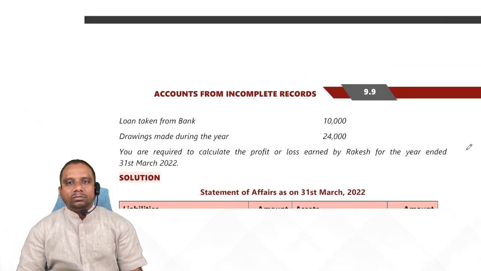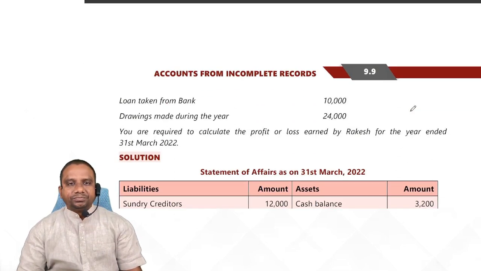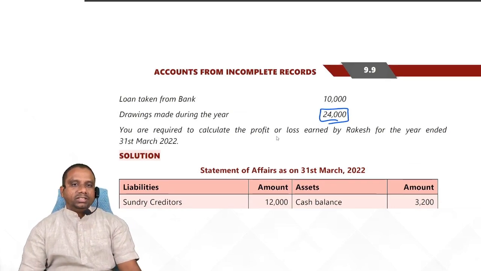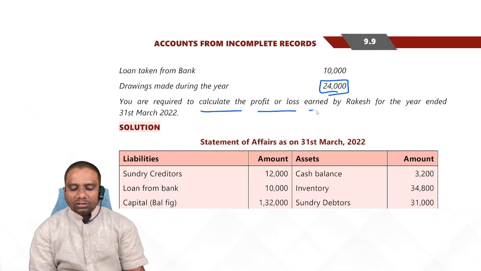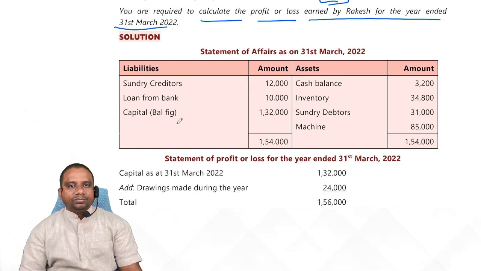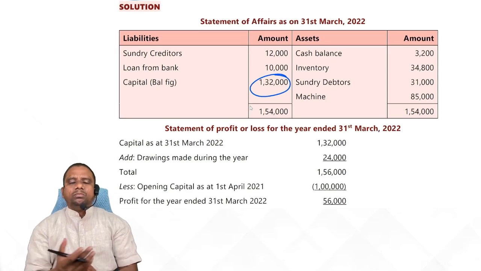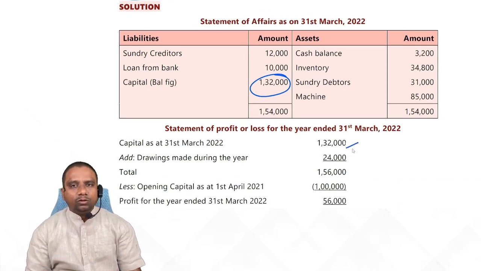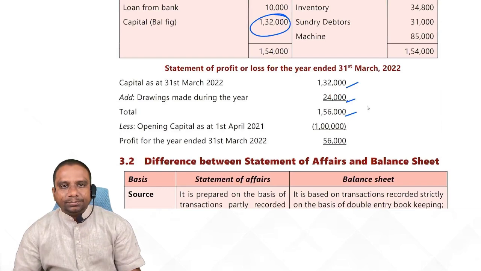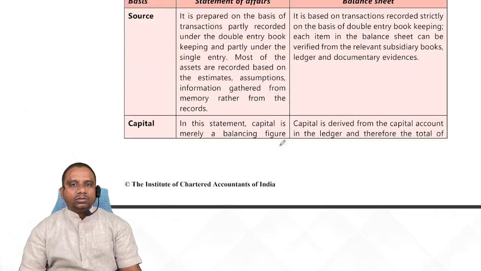And loan taken from bank. Here we have more liabilities, 10,000 loan taken from bank. Drawings made during the year, this we take under profit calculation. Is it clear? So you are required to calculate the profit or loss earned by Rakesh for the year ended. First calculate the statement of affairs here. Closing capital is 1,32,000, compared with the opening capital. Drawings made during the year 24,000. Add, total 1,56,000. Opening capital 1 lakh. The difference is nothing but your profit. Is it clear, students? Next one.